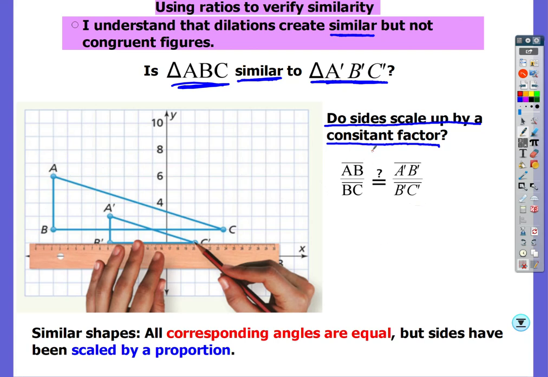We got the length AB. We'll just count along here. Well, that's a length of 4 units. We got the length BC, we'll count over. We'll count in twos. We got 2, 4, 6, 8, 10, 12. BC is a length of 12. And we're going to ask ourselves, does that equal the ratio of this side over that side? We can see if it's scaled or not.